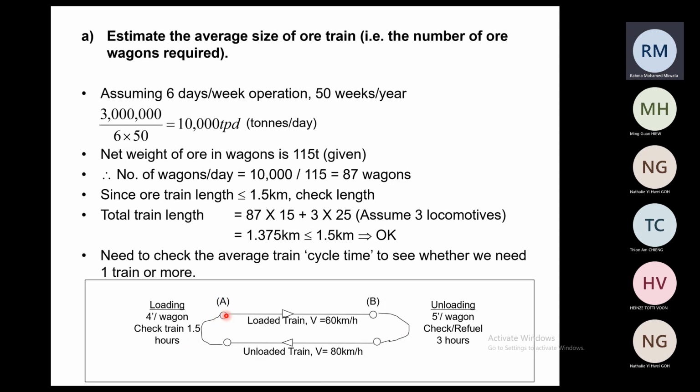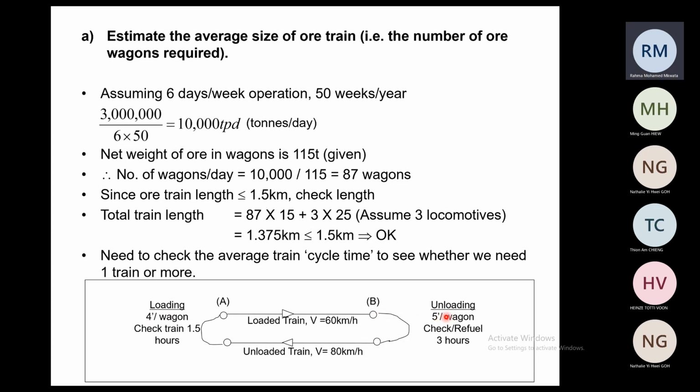We know that at the mining station at point A, you need to load the iron ore into the wagon, and the loading time has been given as 4 minutes per wagon, and that is not inclusive of checking the train, which will also take 1.5 hours. And after it has been loaded, the train will move from point A to point B, and because it's loaded, it will move at a slower speed of 60 kilometers per hour to move to the port. And when it reaches the port, unloading will take place.